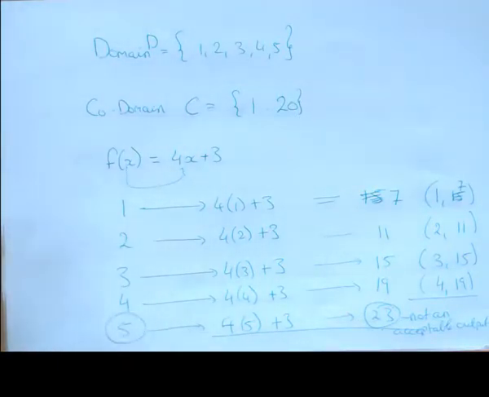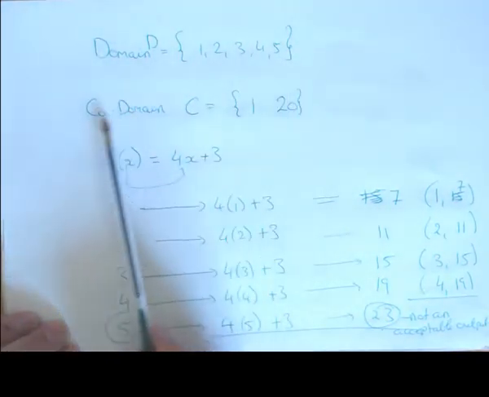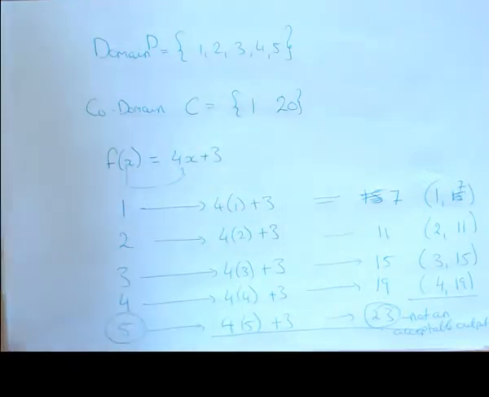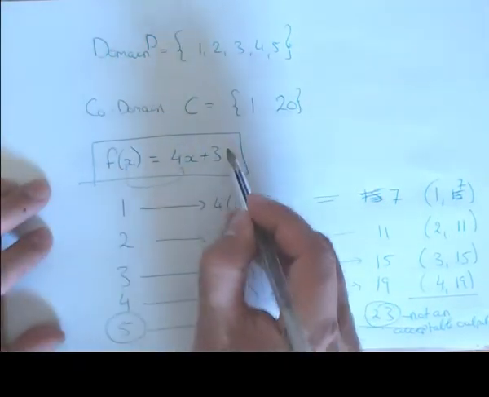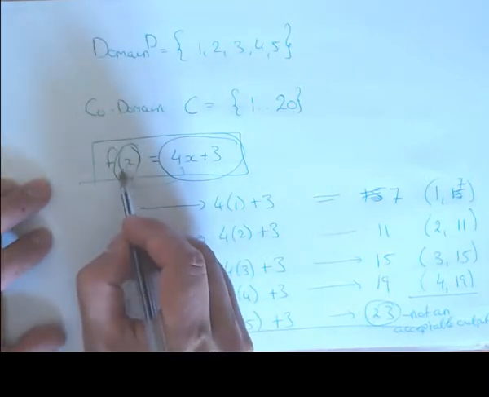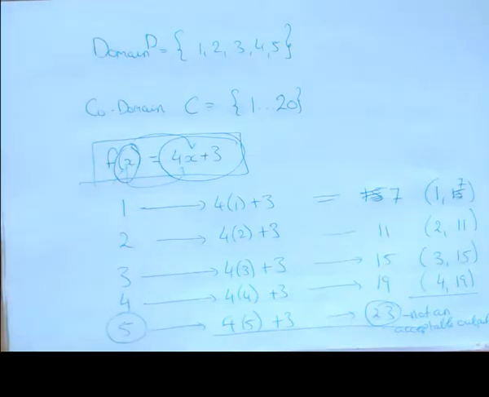So just the words that we use again, our list of inputs is called a domain. The list of possible outputs is called the codomain. A function tells us what the formula is for our given input. It tells you that this is your input and this is what you do to it. So that's all you have to do for this question.